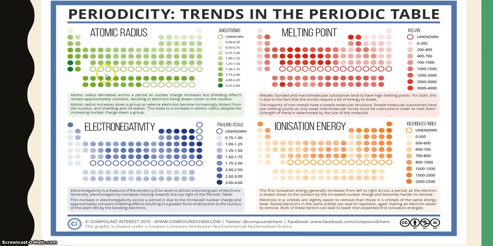So these are some trends here. You can look through this in your own time. You can see how atomic radius changes, melting point changes, electronegativity changes, and ionization energy as well, how that changes, or the ability to remove an electron from the atom's shell.